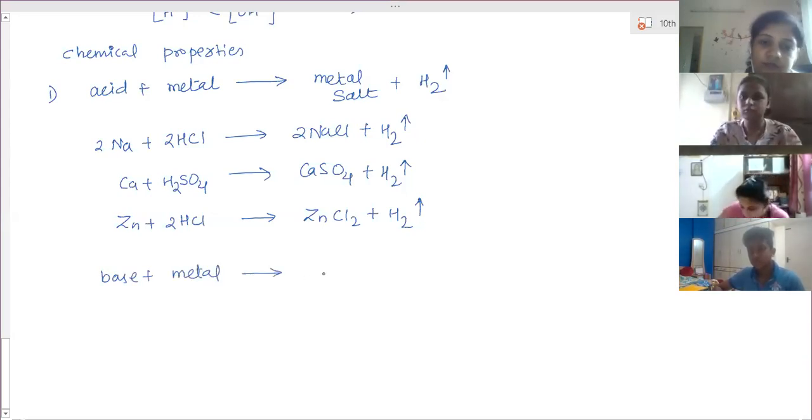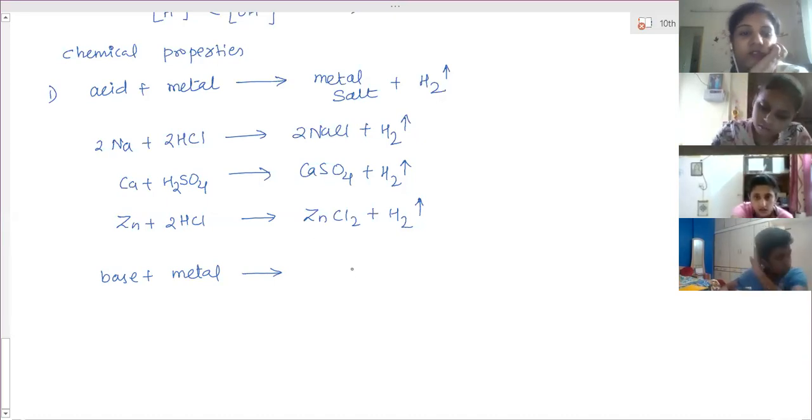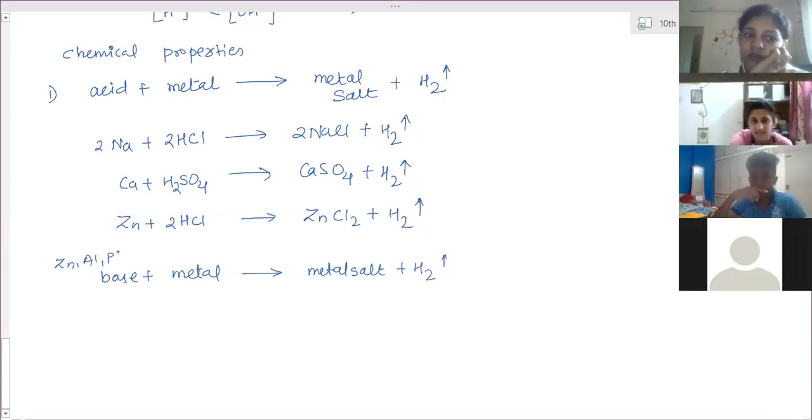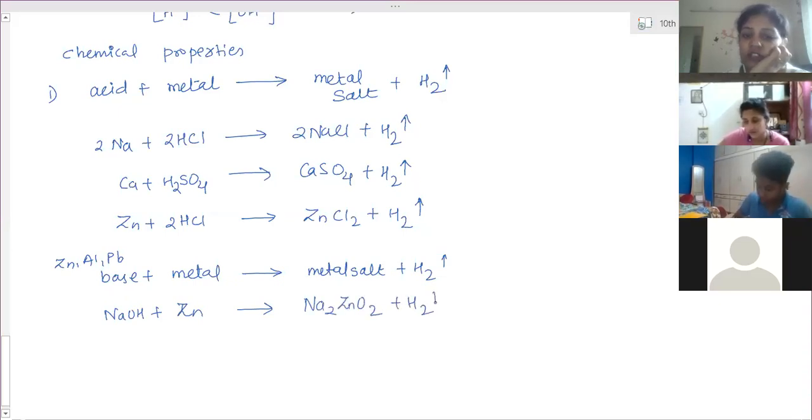Base plus metal. All the metals can react? No, ma'am. Only three of them. Which of them? Zinc, aluminium, and lead. Right. So base NaOH combines with zinc. It will form Na2ZnO2 plus H2.